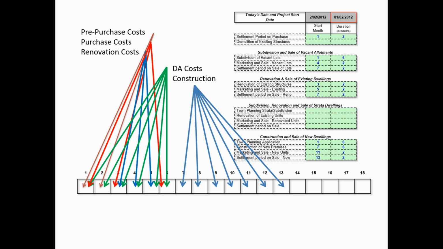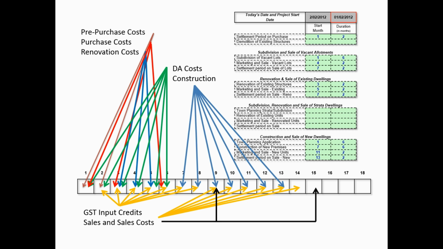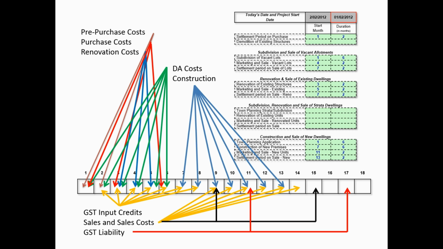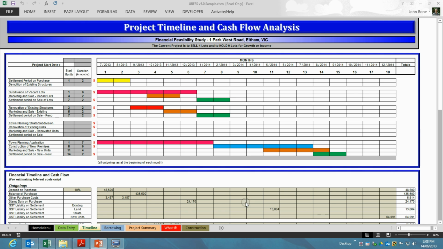The program automatically calculates the GST input credits and returns these funds as income depending on whether monthly or quarterly BAS statements are filed. Any sales throughout the project are also added as income in the months of settlement on the sales. And finally, any GST liability on sales is deducted. Using this method, the program is able to develop an accurate picture of the project's cash flow in each month. Interest is then calculated on each monthly balance and carried forward into the following months. Any errors in the timing of payments will result in incorrect calculations for interest on loans and an inaccurate picture of the project cash flow.